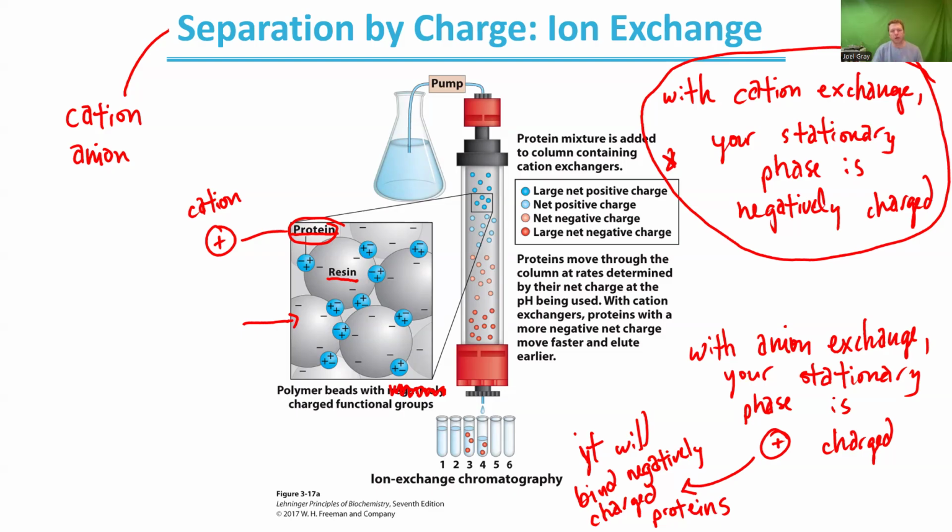Cation exchange chromatography. You are trying to catch cations. How do you catch cations? Well, you catch them with a stationary phase that is negatively charged. If you're doing anion exchange chromatography, you are trying to capture or catch anions. How are you going to do that? With a positively charged stationary phase.